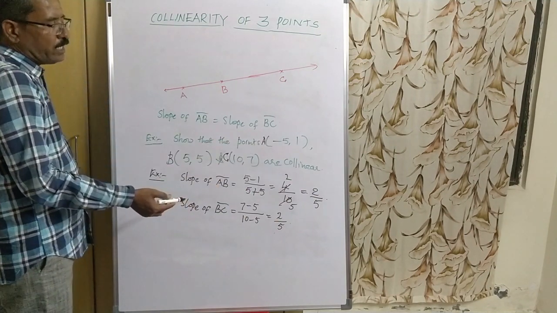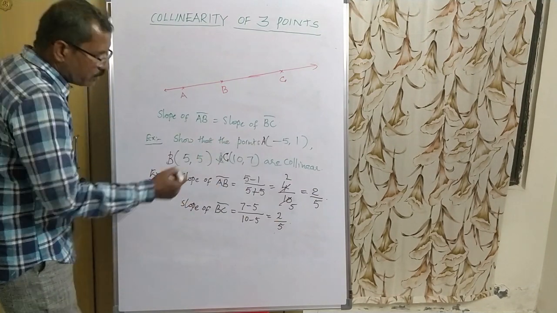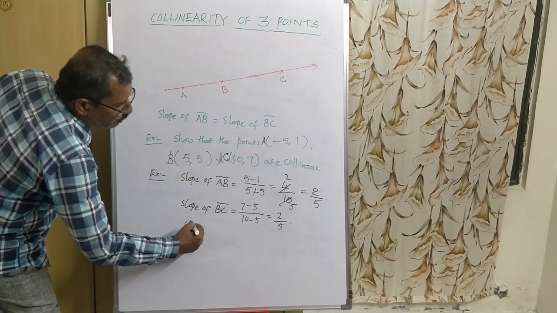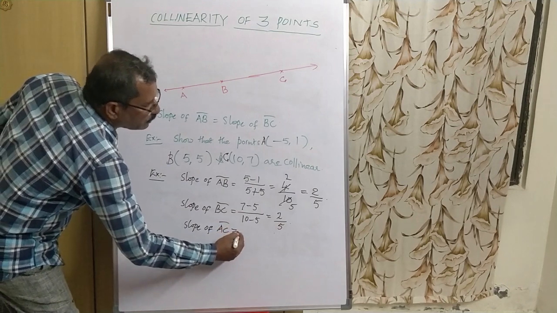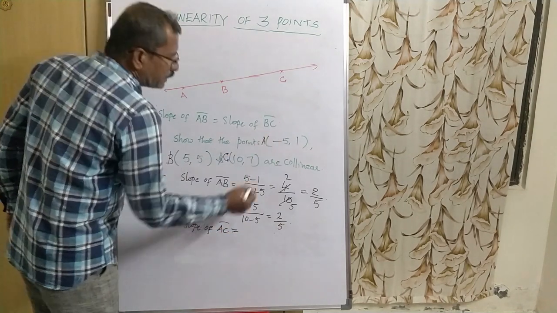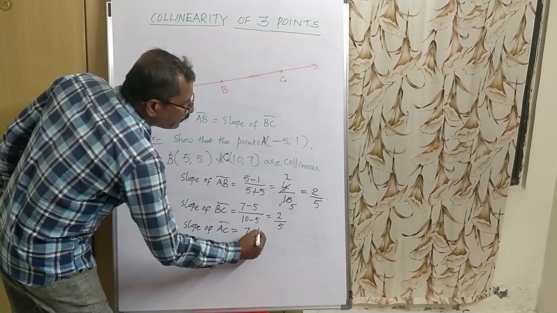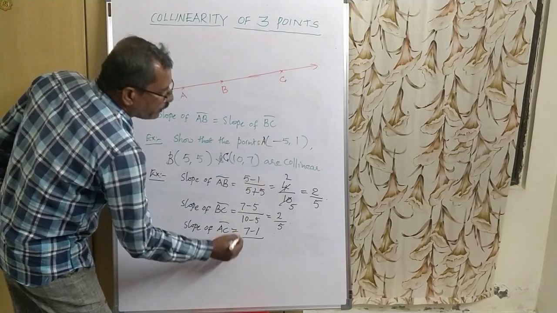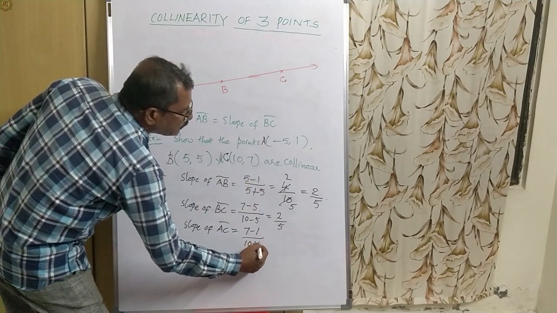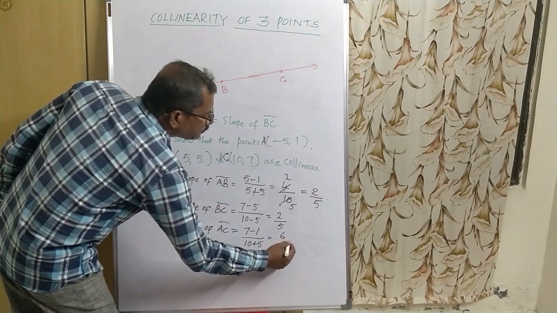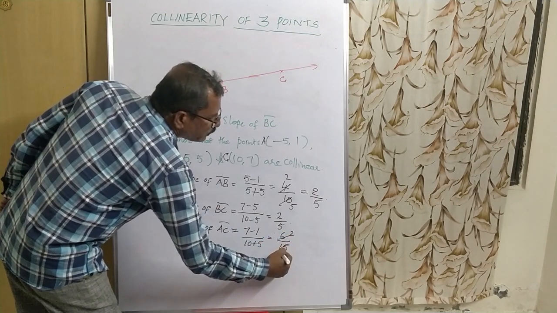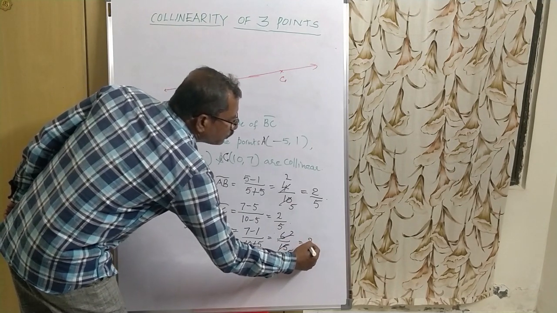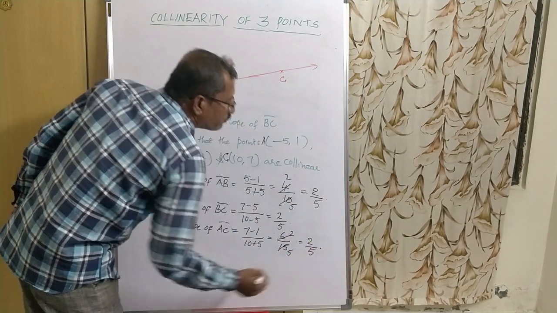You can also check whether the slope of AC is the same. Let us see. Slope of AC: y2 minus y1 is 7 minus 1 by 10 minus of minus 5, which is 10 plus 5. This is equal to 6 by 15, dividing by 3, this also gives 2 by 5. That's why the given 3 points are collinear.